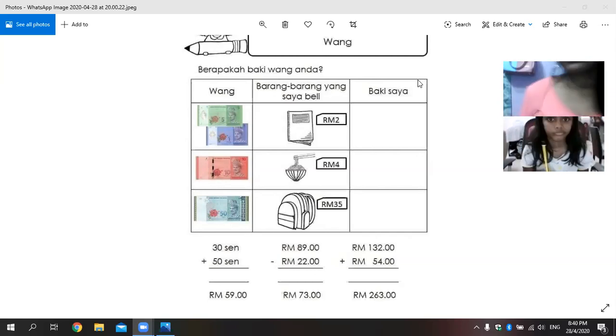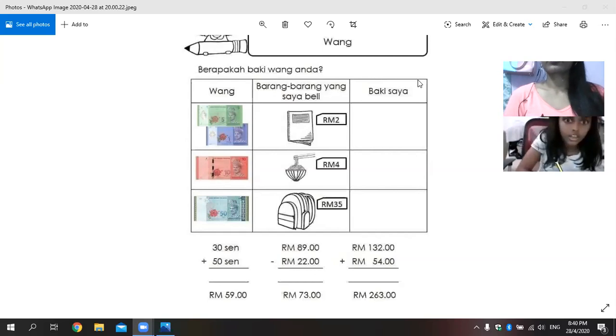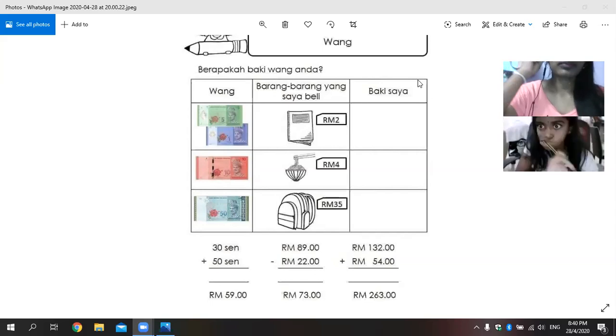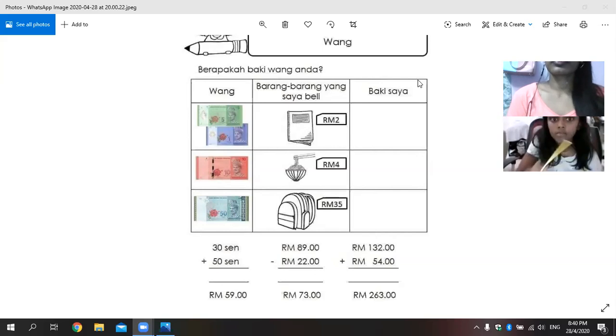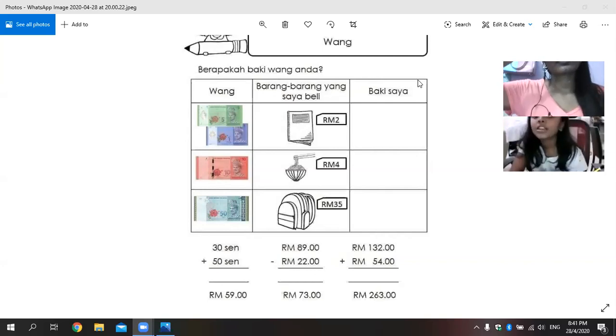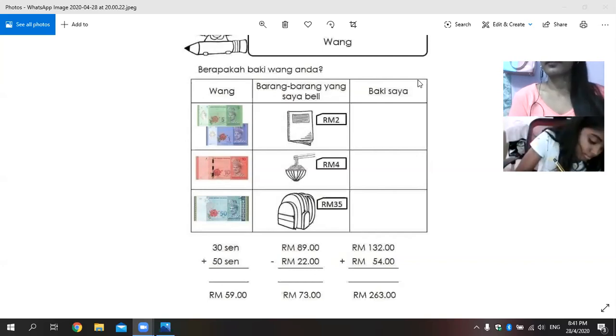Praveena, did you start writing already? Yeah, I'm writing. No need to draw. Just write down the amount. You just write down RM berapa. You want to draw money? No, I don't like to draw.